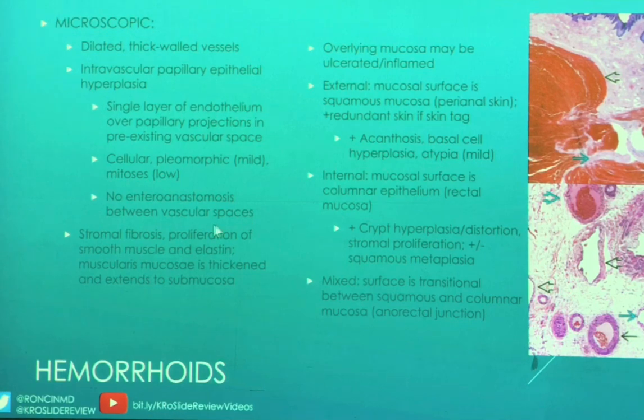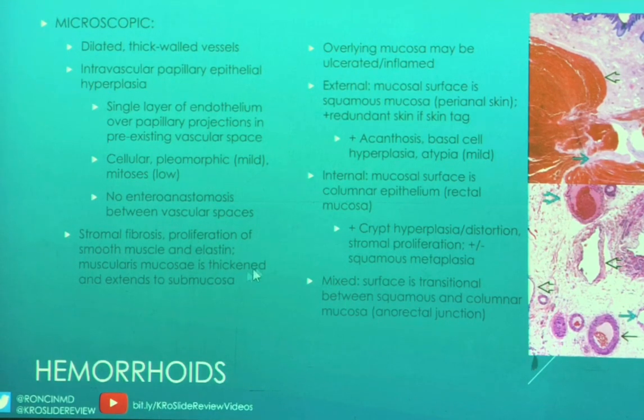pre-existing spaces. You will have stromal fibrosis, proliferation of the smooth muscles, as well as elastin. And what's interesting to note is that elastin can also be used to help you highlight the veins and venules, which is, again, somewhat counterintuitive, because veins and venules normally don't have that inner elastin layer. So that's something that can help you out.